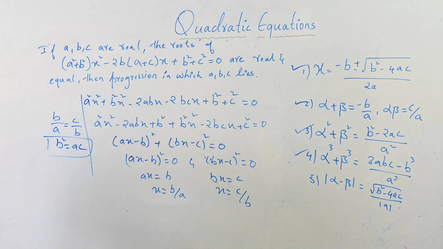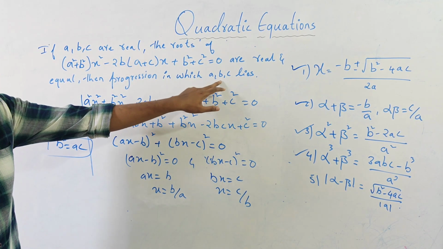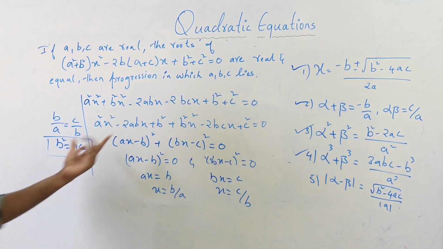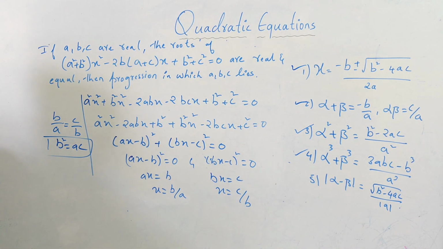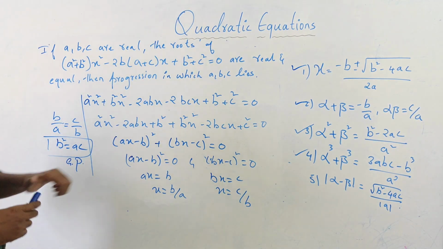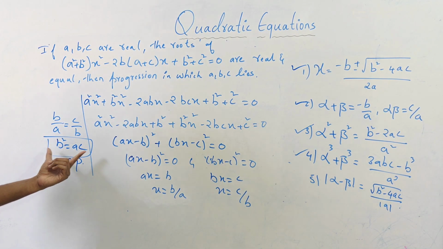So b square equal to ac. If a, b, c are three terms, then the square of the middle is equal to the product of the first and third. In which condition is this? This is in GP. This comes under geometric progression. So we can say here a, b, c are in geometric progression.